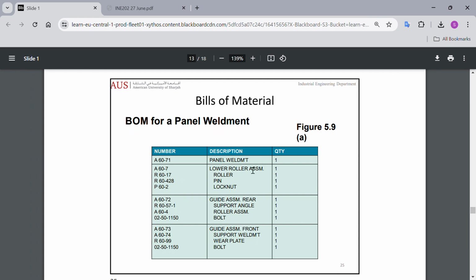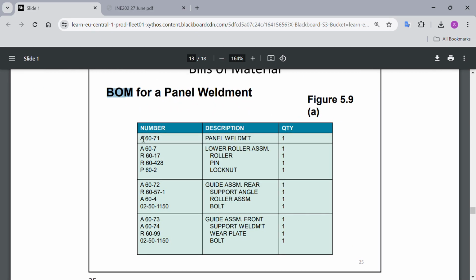And now, as you can see, this is the bill of materials. It is very important, and the bill of materials, or BOM for short, is for a panel weldment. Each number represents a specific item. So for example, A6071 represents a panel weldment, and the quantity is 1. It also lists the quantity that we need. We can notice there are letters AR, and there's one that doesn't have a letter, which is a bolt. If it doesn't have a letter, it means that we are going to buy this product.